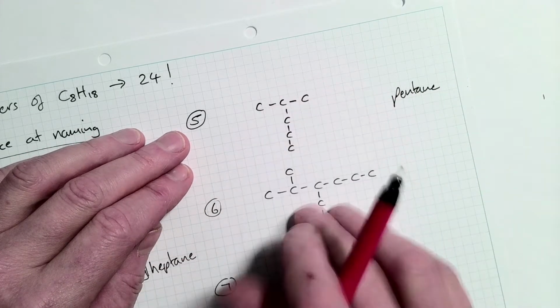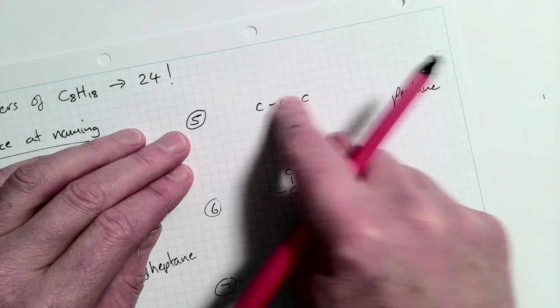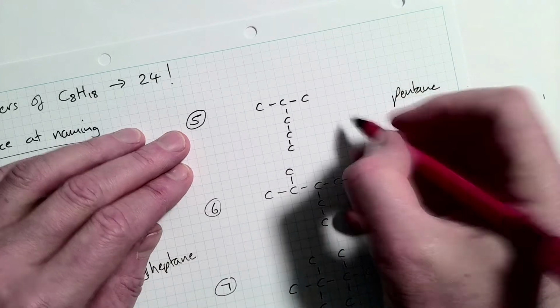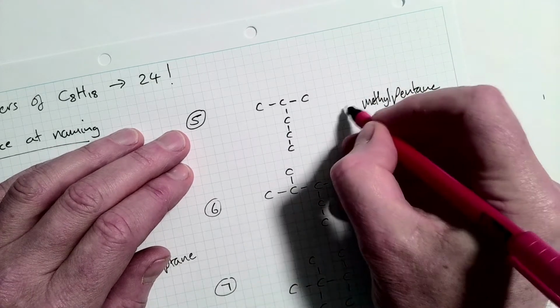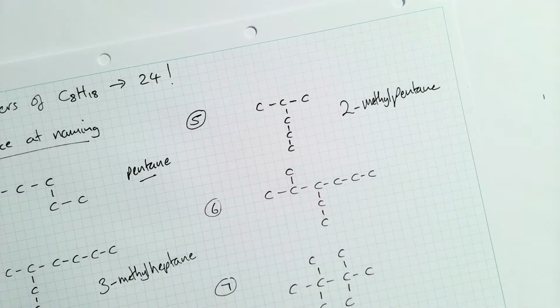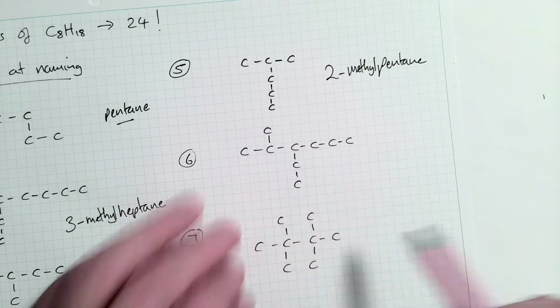Once we take the longest chain out, our extra carbon, the methyl group, is going to be attached to carbon number 2 counting from this end. So it's going to be methyl, and a 2-methylpentane. All right. And finally, there's a couple more here to go.